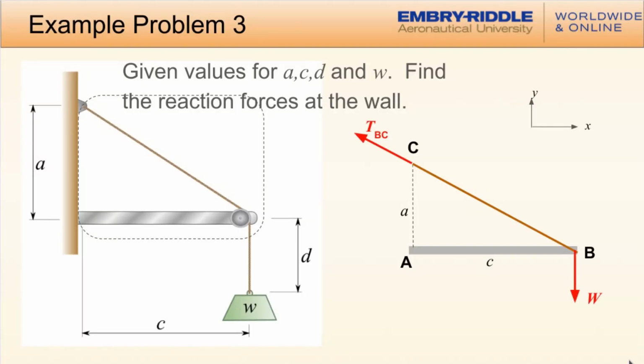So our forces, we have the weight and we have TBC. We know they're the same magnitude because they're going over the pulley. And we have our prior free body diagram, which allowed us to find the weight and the tension. We have our reaction forces. And we have a reaction moment. Moment at A, I drew it as positive. You could draw it negative, but when you go to your answer, you'll have to include which direction it turns out to be.